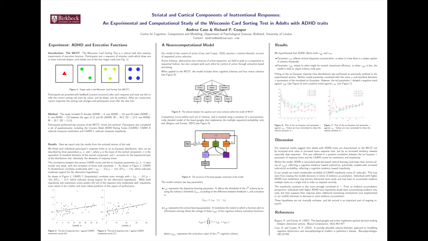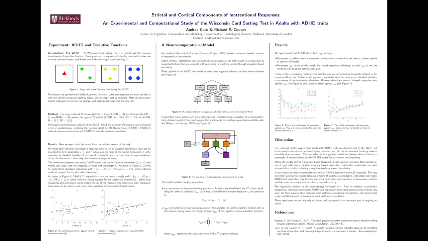Participants also fill in the Conners Adult ADHD questionnaire that measures inattention and impulsivity in daily life. For example, inattention is measured with questions such as "I lose things necessary for tasks and activities," and impulsivity with questions such as "I interrupt when talking."